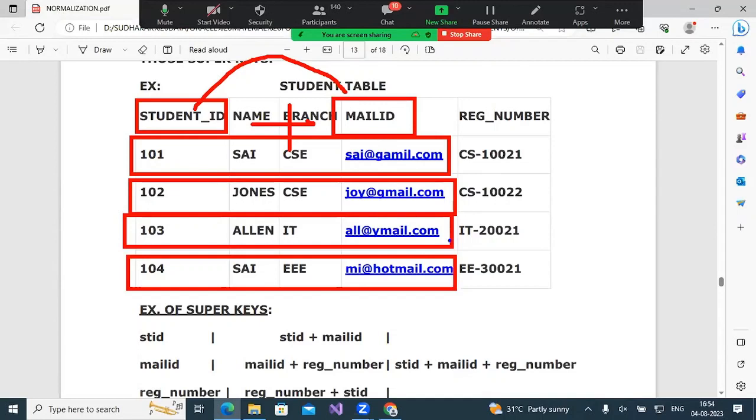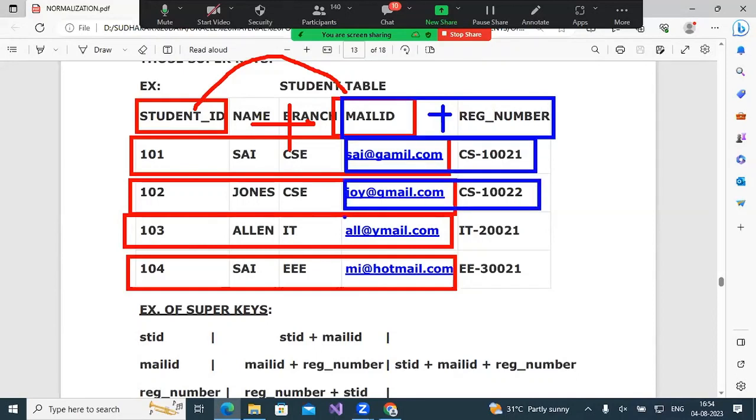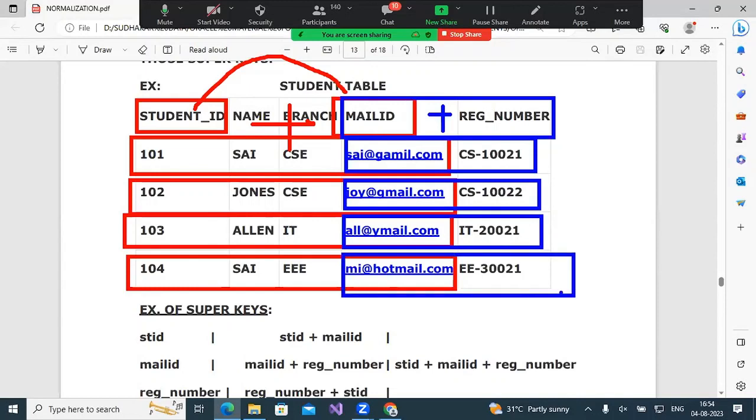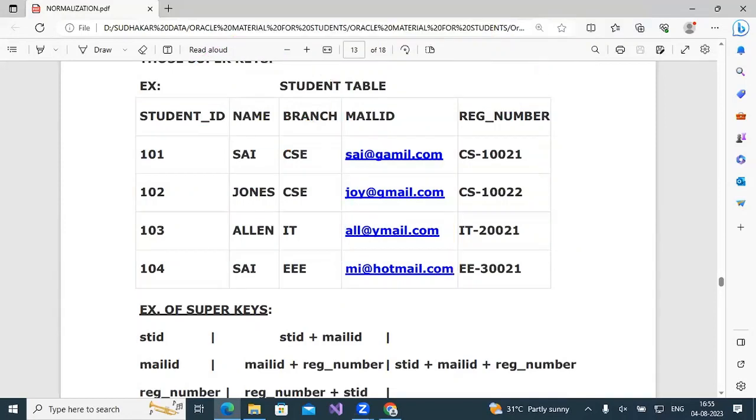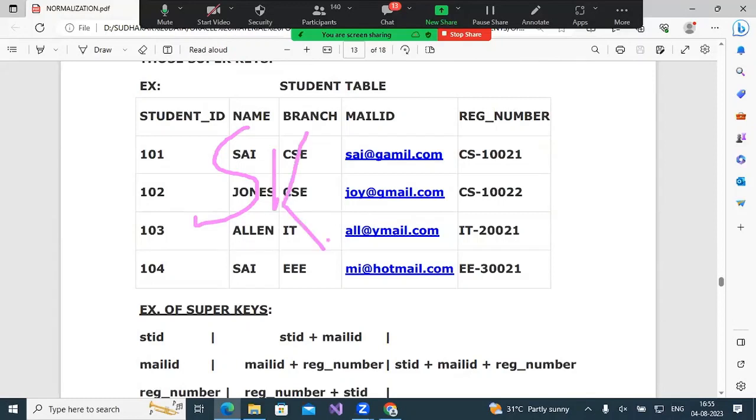Now, in the same pattern, can I say this? Mail ID in combination with registration number. Check it out: is there any duplicate, or is everything different? Different. So can I say it is a super key? Yes, it is. Same with registration number and student ID. You can check these two combinations. Can I say super key? Yes. So what do you understand? A super key column plus a super key column will always become a super key only.